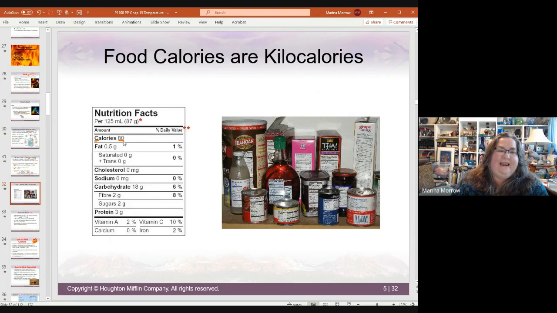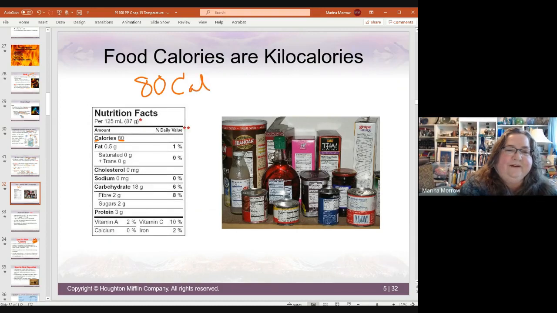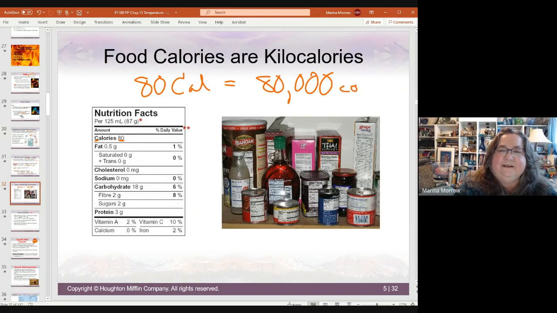So this 80 big calories, food calories, 80 food calories is 80,000 little calories. So it can raise 80,000 grams of water by 1 degree Celsius. Why do we need all that heat energy? Well, all that energy because we want to keep our bodies warm.